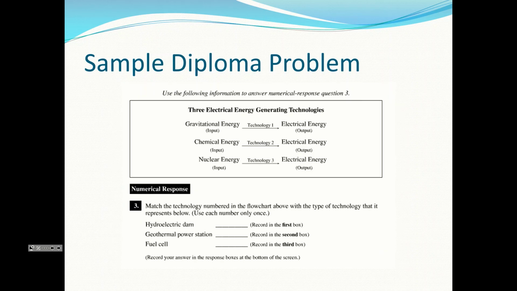Match the technology numbered in the flowchart above to the type of technology it represents. Hydroelectric is gravitational. It starts off as gravitational. Chemical is a fuel cell. And geothermal is nuclear. So that'd be 3.